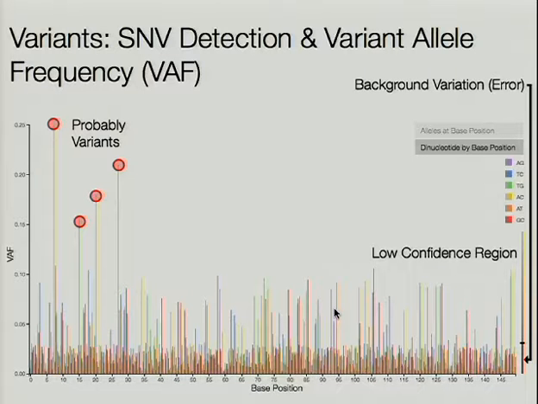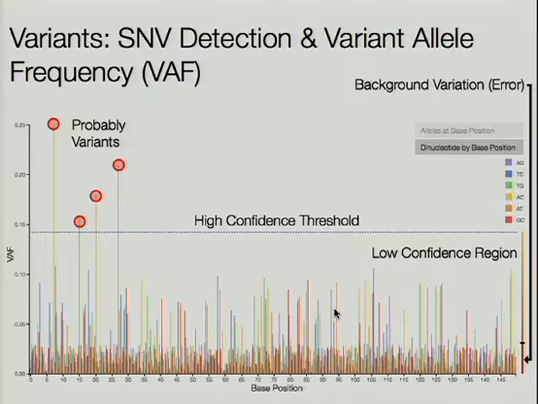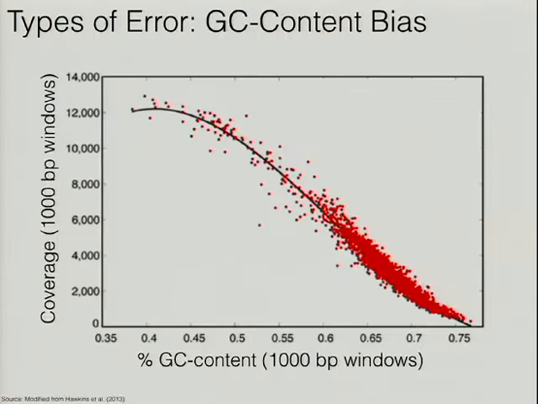So if we wanted to create a really basic visual model of how this would work, we might draw a threshold and say at about 14% variant allele frequency, anything above we would say is a true variant, and anything below we would say we're not very confident about. So what is this background error? What is it exactly? It's actually quite complex, and there's multiple types.